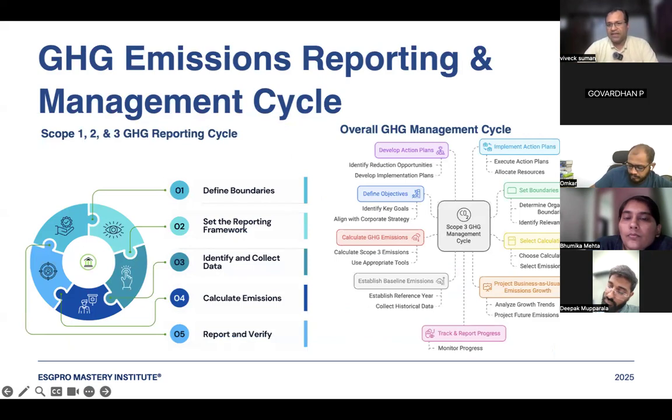Overall GHG management cycle इसको बोलते हैं. Same processes which we have learned, 5 principles, 5 steps, right? If you elaborate it, you will also learn how to manage GHG. And these are these 11 steps GHG model, which is a management cycle.